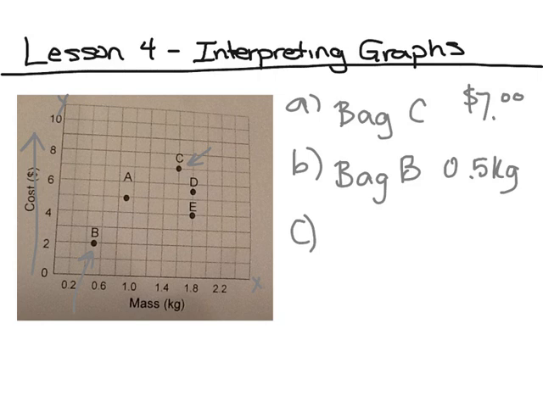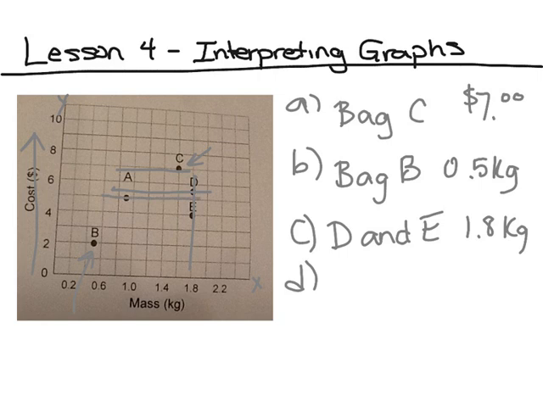Two bags that weigh the same are D and E, and they weigh 1.8 kilograms. We don't have two bags that cost the same. None of them line up. They all cost their own variable, so none of them are the same. And for E, we want to find the better buy between C and D. So the way that we're going to do this is you're going to find the unit rate. And then you can compare and see how much more expensive one is than the other.